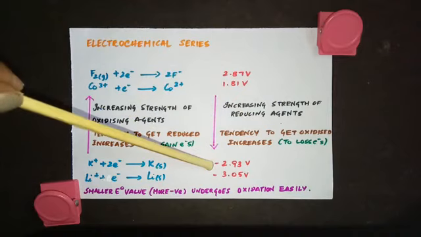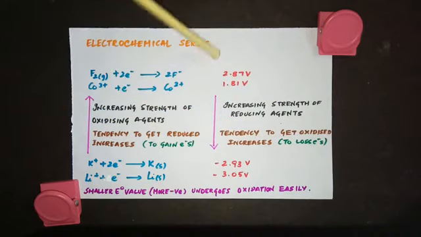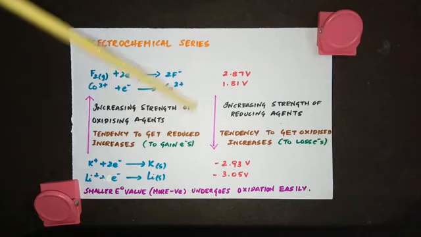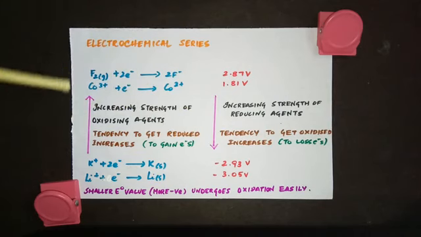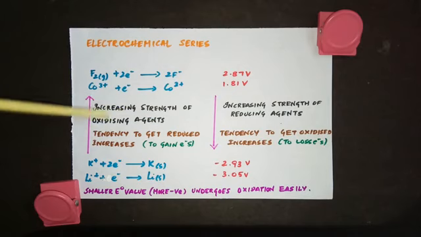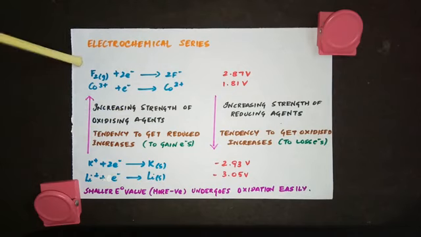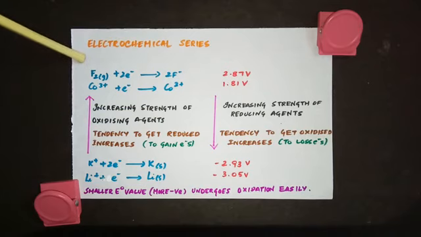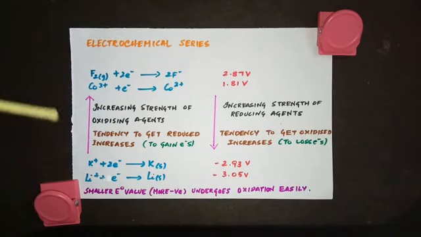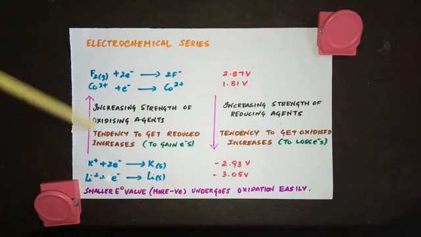That tendency increases, which means they have more tendency to lose electrons as you move down the series. As you move up the series, they are arranged in the increasing strength of oxidizing agents. So as you move up, the capacity to act as oxidizing agents increases, which means the tendency to get reduced increases, which in turn can be said as the tendency to gain electrons increases.